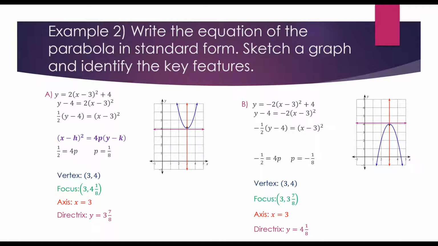Please note that when you are identifying the vertex and focus, you need to write the coordinates of the points. When you are identifying the axis and directrix, those are lines. You have to write them as equations of lines. If all you write for the axis is just the number 3, you will not receive credit. So watch out for that.